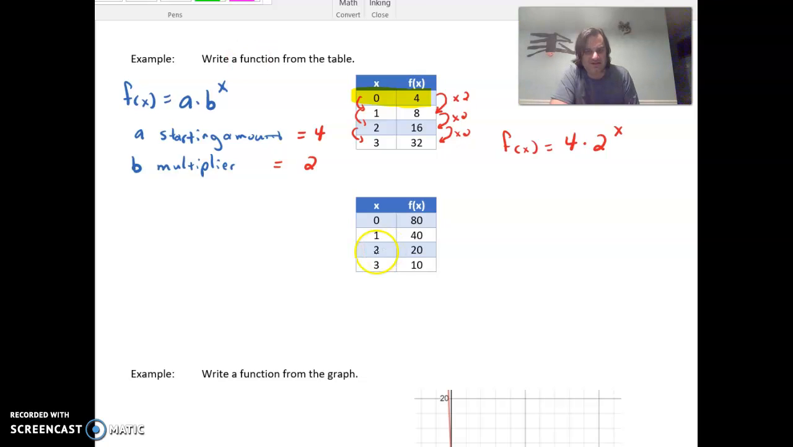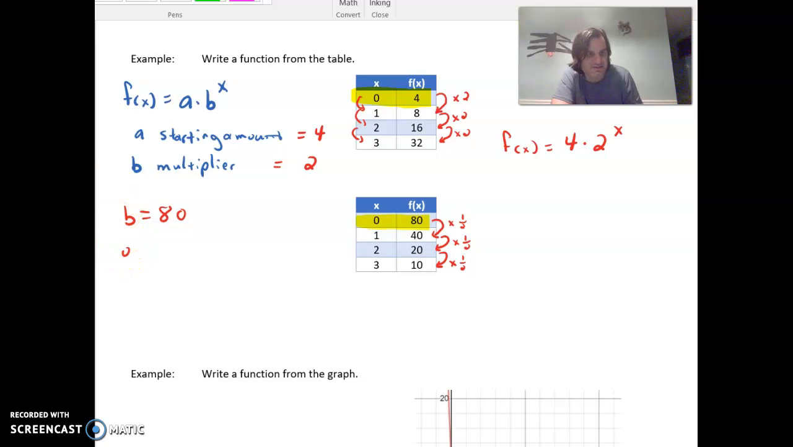Now, the second one I have here is a table, and the first part here, when x is 0, the output is 80, so that gives me b as the starting amount being 80. But what's happening here? I go from 80 to 40, go from 40 to 20, and I go from 20 to 10. Now, it might be easy to notice that we are cutting this in half, so we could say we're dividing by 2 or multiplying by 1/2. And that is the multiplier.